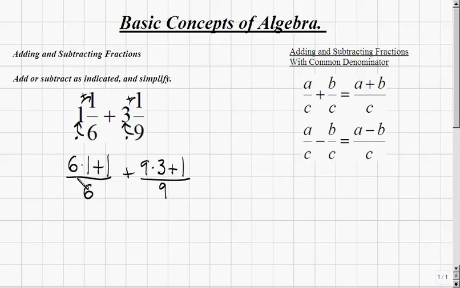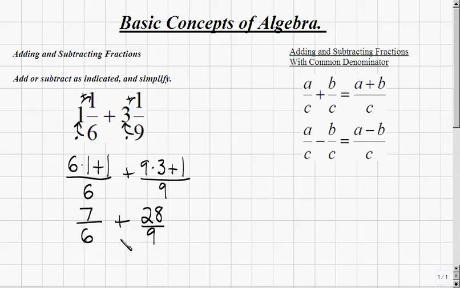Using order of operations, 6 times 1 is 6, plus 1 becomes the fraction 7 over 6. Plus, and our other fraction becomes 9 times 3 is 27, and 1 more becomes 28 over 9. At least now we can add these two fractions together. However, we still don't have a common denominator.